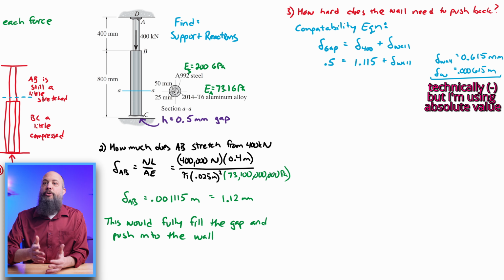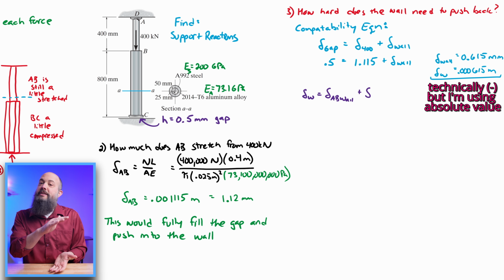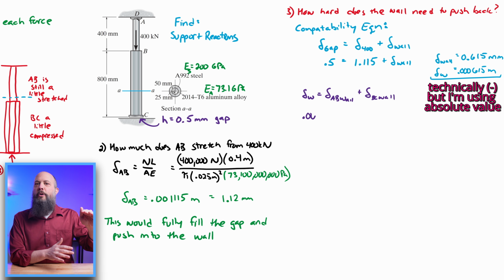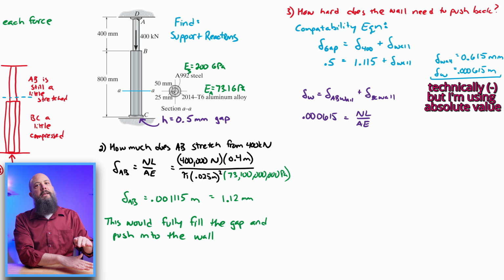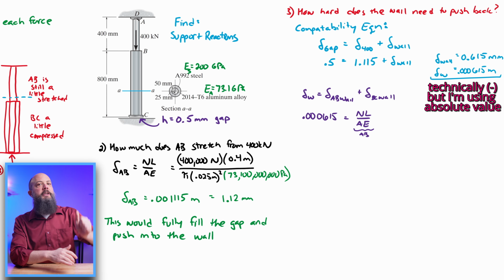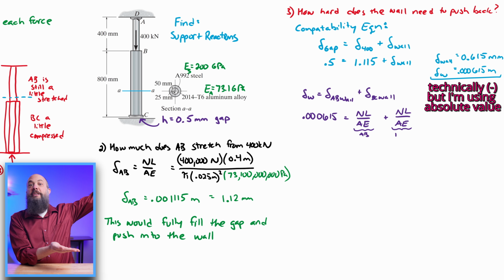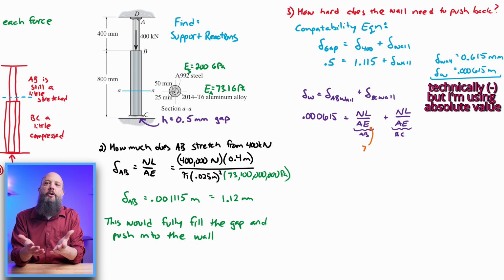0.000615 millimeters is going to be equal to how much section AB shrinks due to the force in the wall, plus the amount that section BC shrinks due to the force from the wall. The 400 kilonewton force only acted to stretch AB, right? BC was just along for the ride. But once that gap has been filled and the ground pushes upwards, now the ground is pushing up and the ceiling is pushing back down. So both AB and BC will be compressed by whatever force is pushing in from the wall.